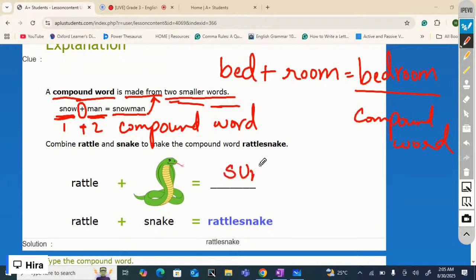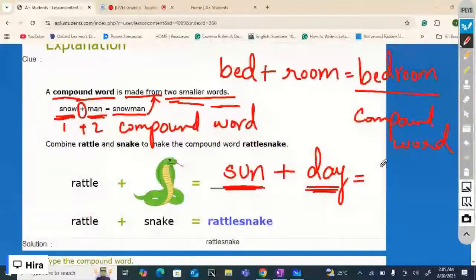Two smaller words, sun and day. Sun is that star which gives us light, and day is just a name. And when you combine these two, you get a new word, Sunday. And it's a name of a day. So these are compound words.